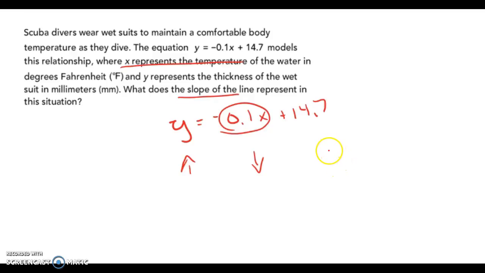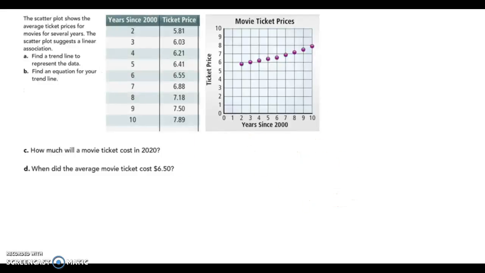So we would graph this. We would start at 14.7, and we would go ahead and start going down at this amount, which means as the temperature goes down, then we are going to be going up in the thickness of the wetsuit, just like we saw in our last picture. Okay, moving on to our next one. We're going to find our trend line and then find the equation for the trend line again. There are many different options that you can use. I would go ahead and choose the ones that I can.